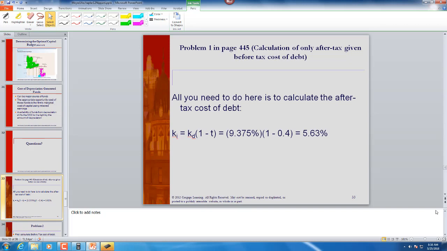Now, I want all of you to understand this is a problem of calculation of after-tax cost of debt because they have already given the before-tax cost of debt. 9.375 is already given. So all you need to do is multiply it with 1 minus t to get the after-tax cost. They gave you this problem, which is on page 445, just for one reason, to make sure you know the difference between after-tax cost of debt, which is to be used in cost of capital calculation, and before-tax cost of debt, which you studied in chapter 6. Remember, in cost of capital, you include after-tax cost of debt.